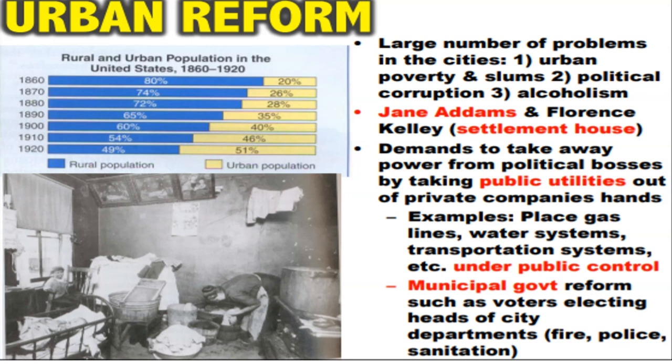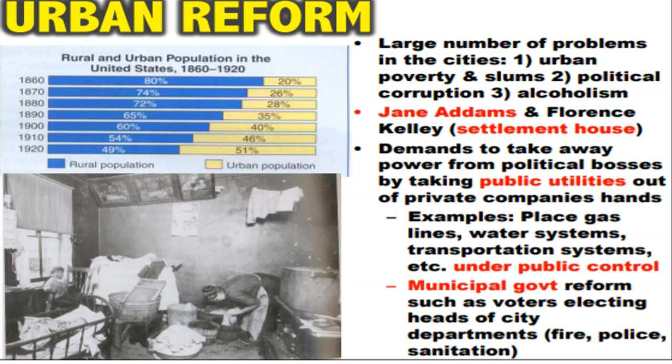There were demands to take away power from political bosses by taking public utilities out of private companies' hands. Examples: placing gas lines, water systems, transportation systems, among other things, under public control.